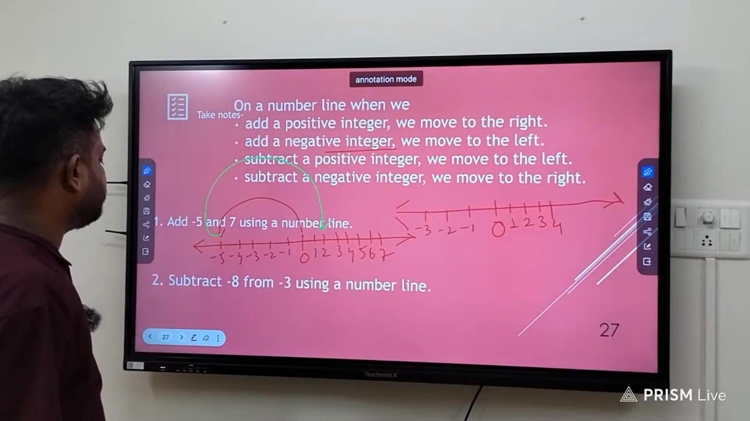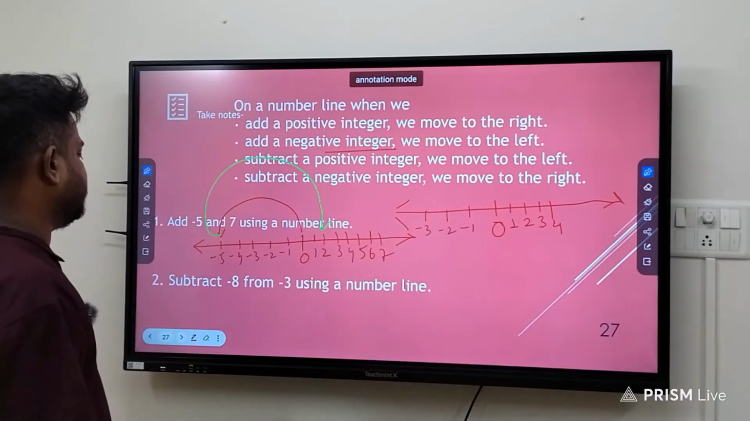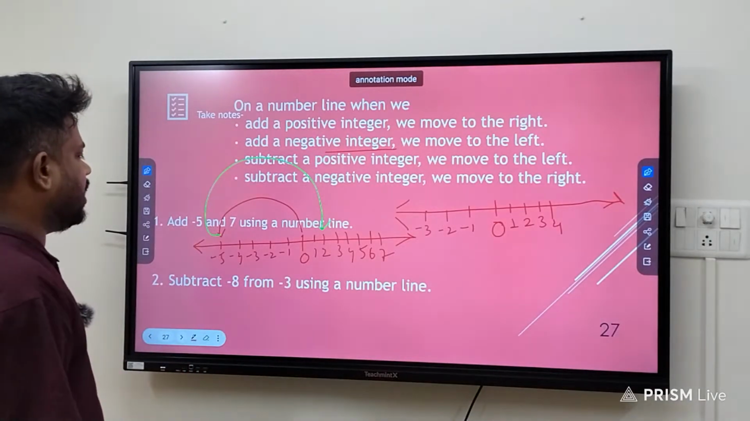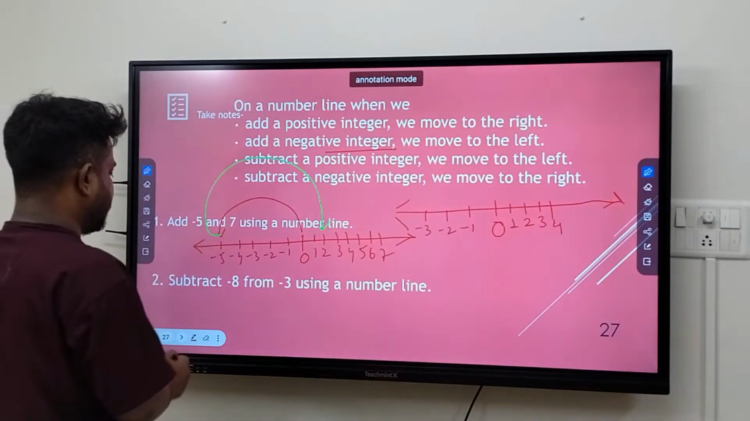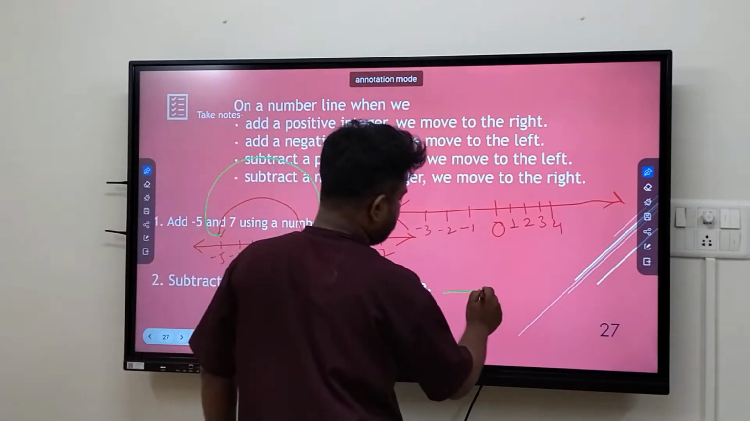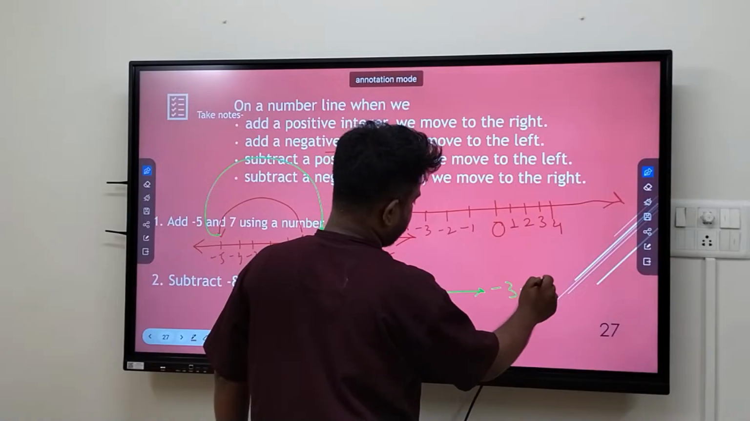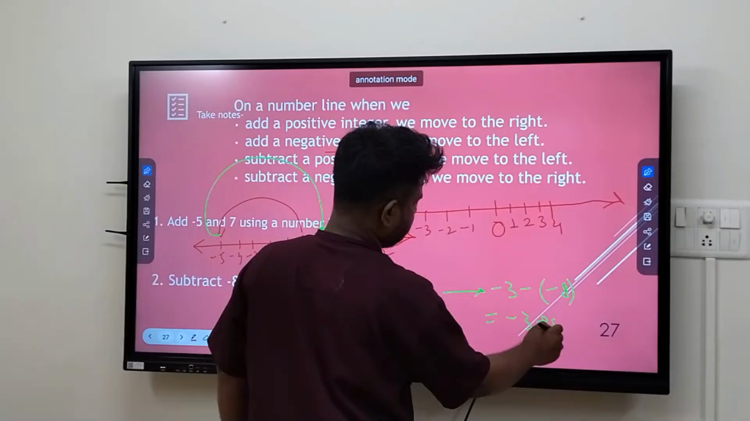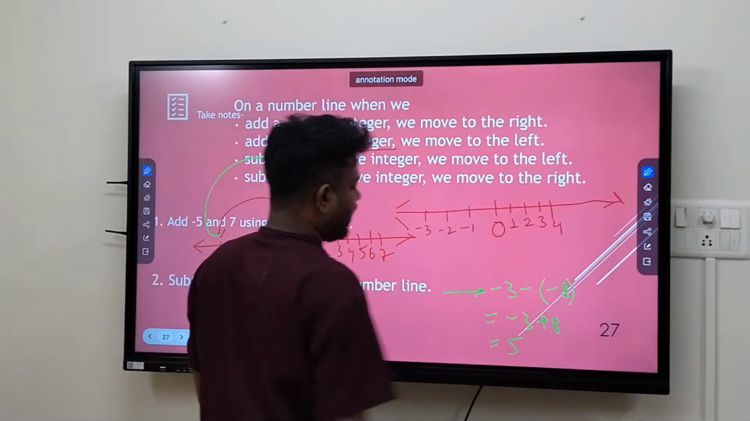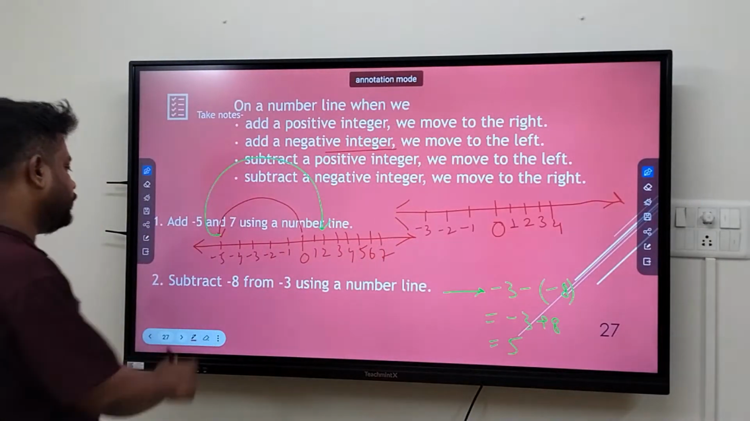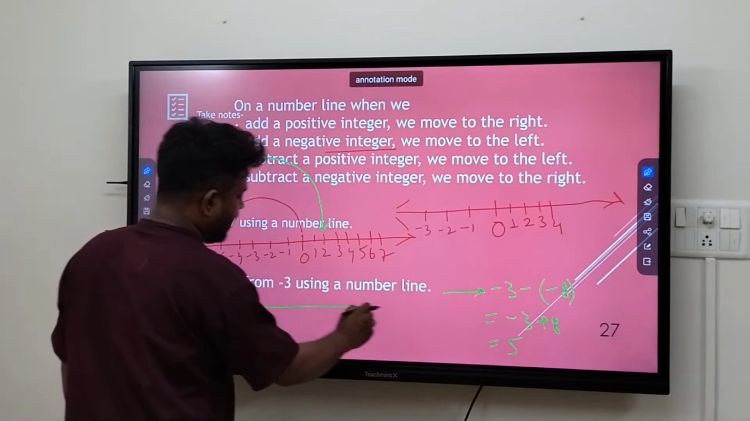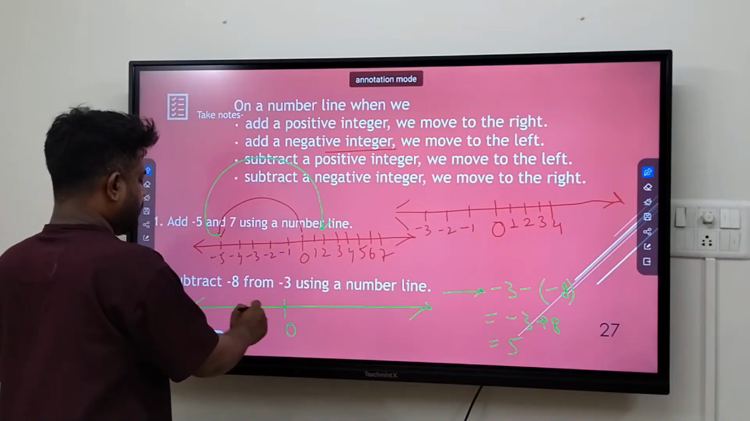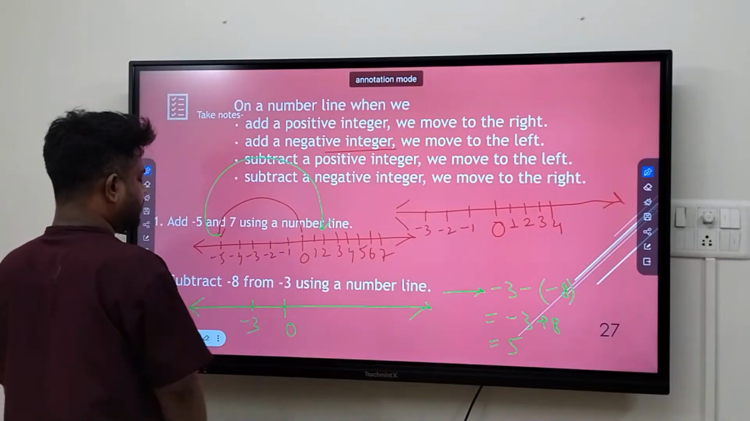Subtract minus 8 from minus 3 using the number line. Okay. So from minus 3 we have to subtract minus 8. If I write it like this, minus 3 minus of minus 8, we can solve it like this. But if we use the number line, then the answer will be like this. First we have to go to this point.